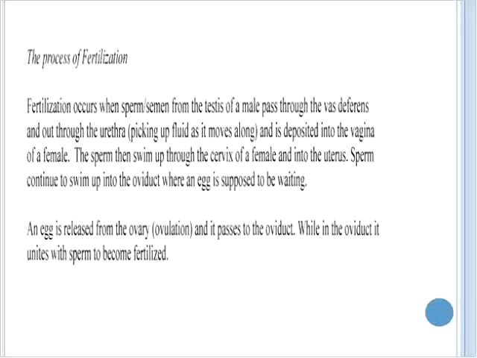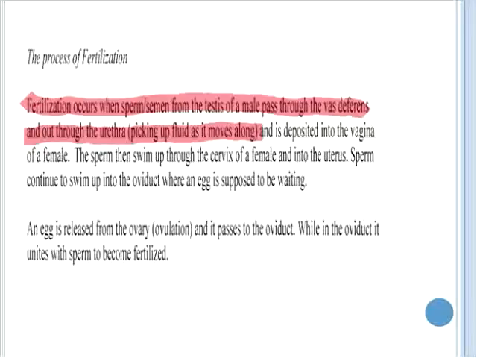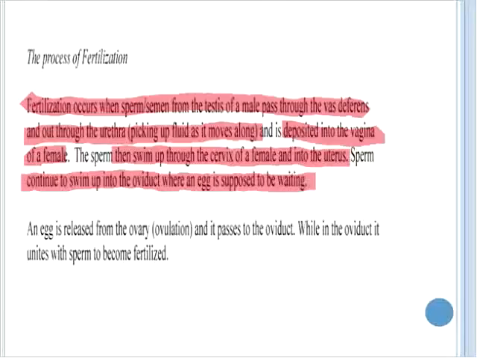The process of fertilization occurs when sperm from the semen from the male testicle pass through the vas deferens and out through the urethra, all the while picking up fluid as it moves along. It then becomes deposited into the vagina of a female. The sperm then swims up through the cervix of a female and into the uterus. Sperm will continue to swim up in the oviduct where an egg is supposed to be waiting.